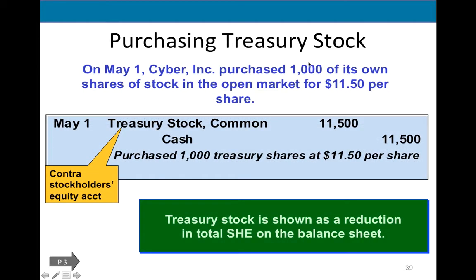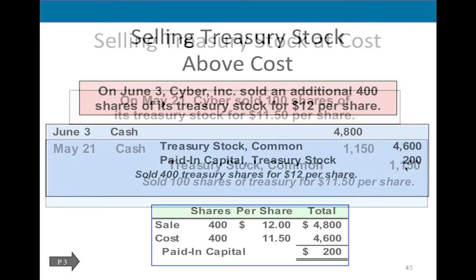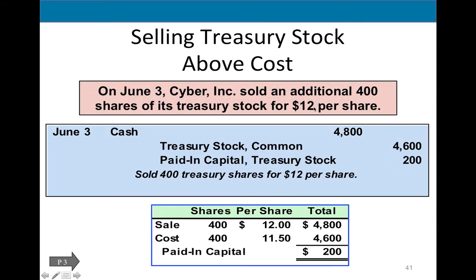So again, initially we bought 1,000 shares. And then later in May, we sell 100 shares. And guys, because the market price did not change, we just reverse it. We receive cash, we decrease treasury stock. What we want is to make money on this, right?